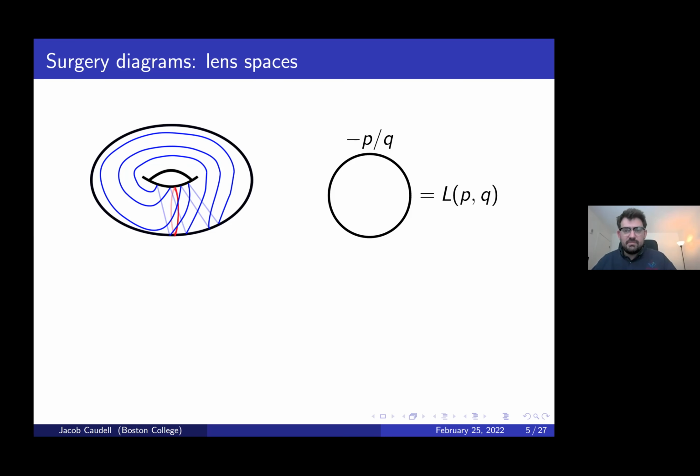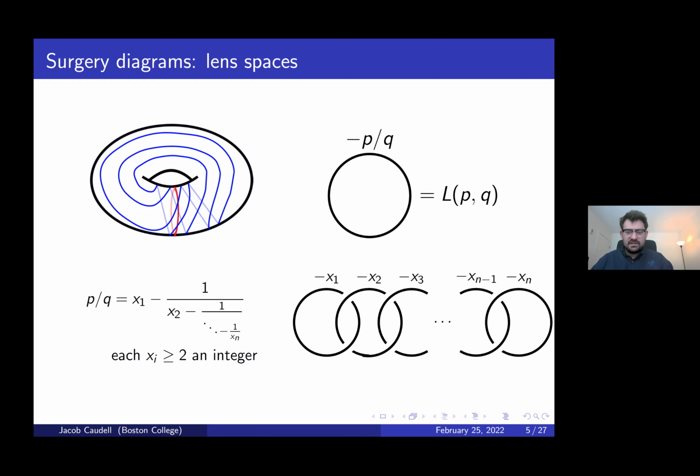And so if you can write the fraction P over Q as this Hirzebruch-Jung continued fraction, where each of these xi's is at least 2, and they're all integers, then you can actually realize the lens space L(P,Q) as surgery on this link, this linear chain of unknots, if you will, where each unknot is pairwise linked once with its neighbors along this linear chain. So those are lens spaces.